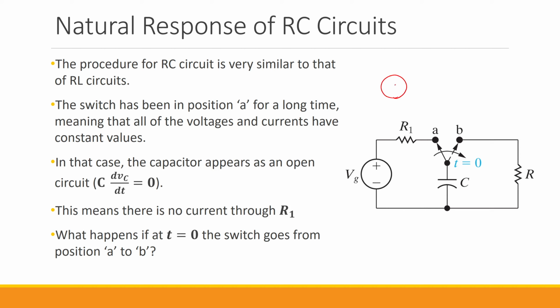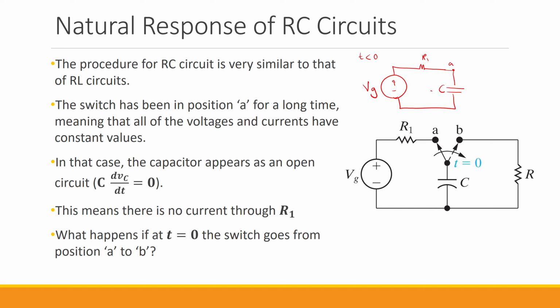We have the voltage source, we have the resistor, and then we simply have the capacitor. This is Vg, this one is C, and this is for t smaller than 0. You can call this node A.